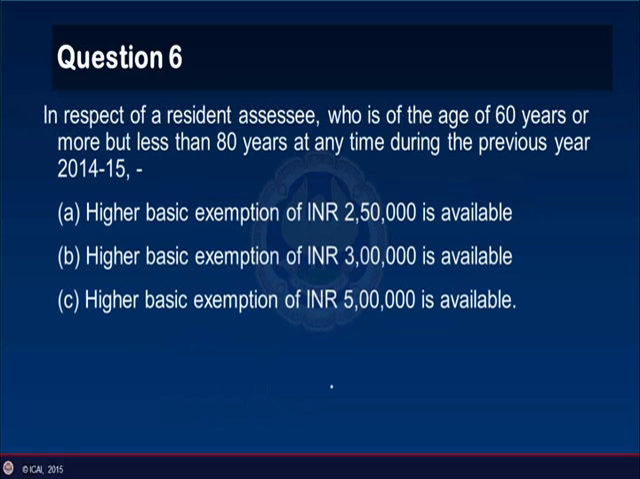So let's go to question number six. In respect of a resident assessee who is of the age of 60 years or more, but less than 80 years at any time during the previous year 2014-15, the basic exemption of 2.5 lakhs, or basic exemption of 3 lakhs, or basic exemption of 5 lakhs is available. So as he is not in the other slabs, we'll be referring to this slab. Hence, the answer would be B, 3 lakhs.